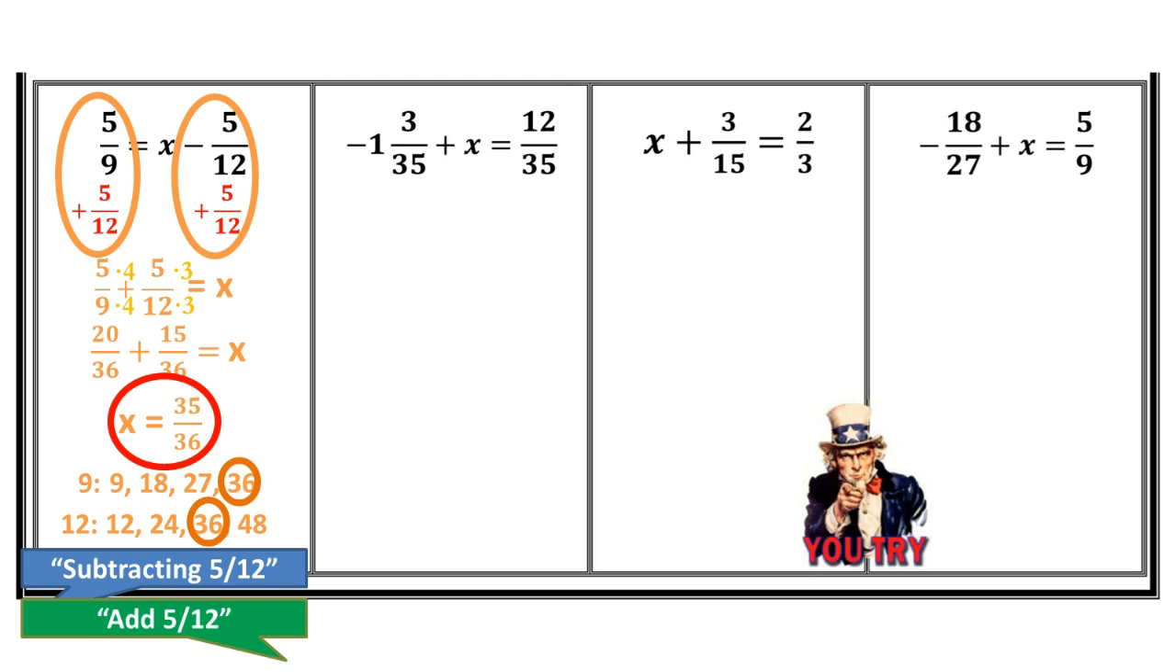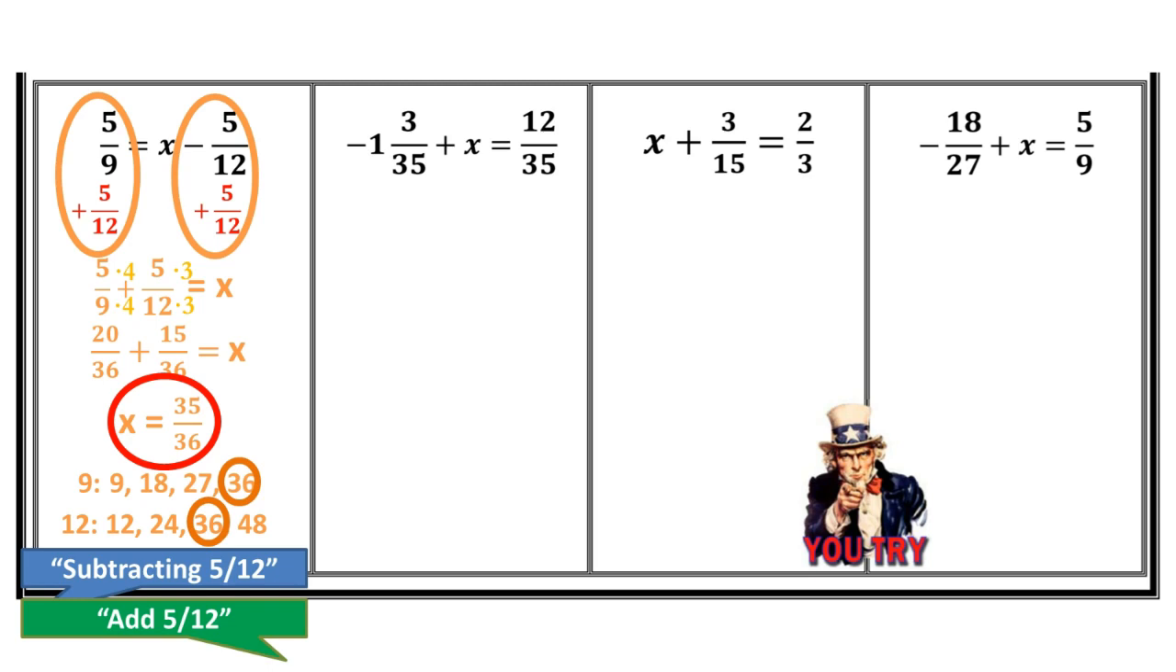Let's try this next equation. Negative 3 over 35 plus x equals 12 over 35. Keep in mind that in algebra, there are values that are great for communicating math, and there are values that are great for calculating math. Mixed numbers are great for communicating. Improper fractions are great for calculating. So I'm going to turn negative 1 and 3/35 into an improper fraction. 35 times 1 gives me 35, plus 3 is 38. So this is really negative 38 over 35.